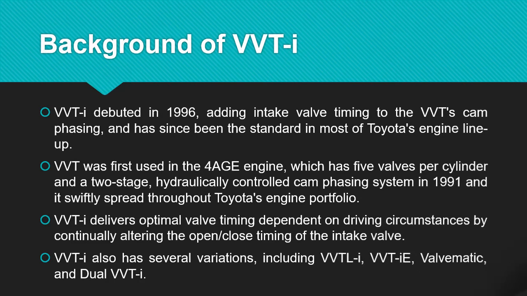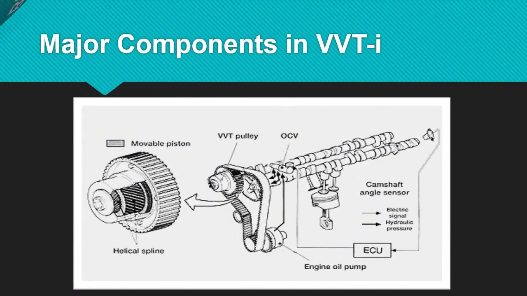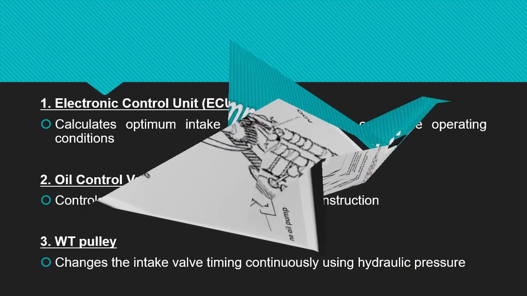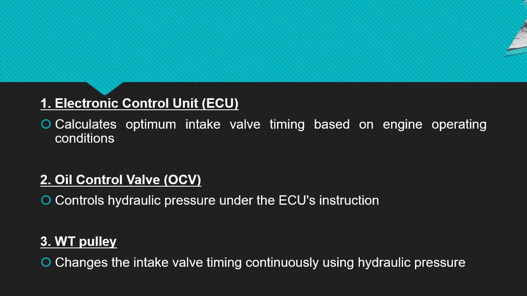There are three major components in a VVTi. One, the electronic control unit, ECU, calculates optimal intake valve timing based on engine operating conditions. Second, the oil control valve, OCV, controls hydraulic pressure under the ECU's instruction. And third, the VVT pulley changes the intake valve timing continuously using hydraulic pressure.